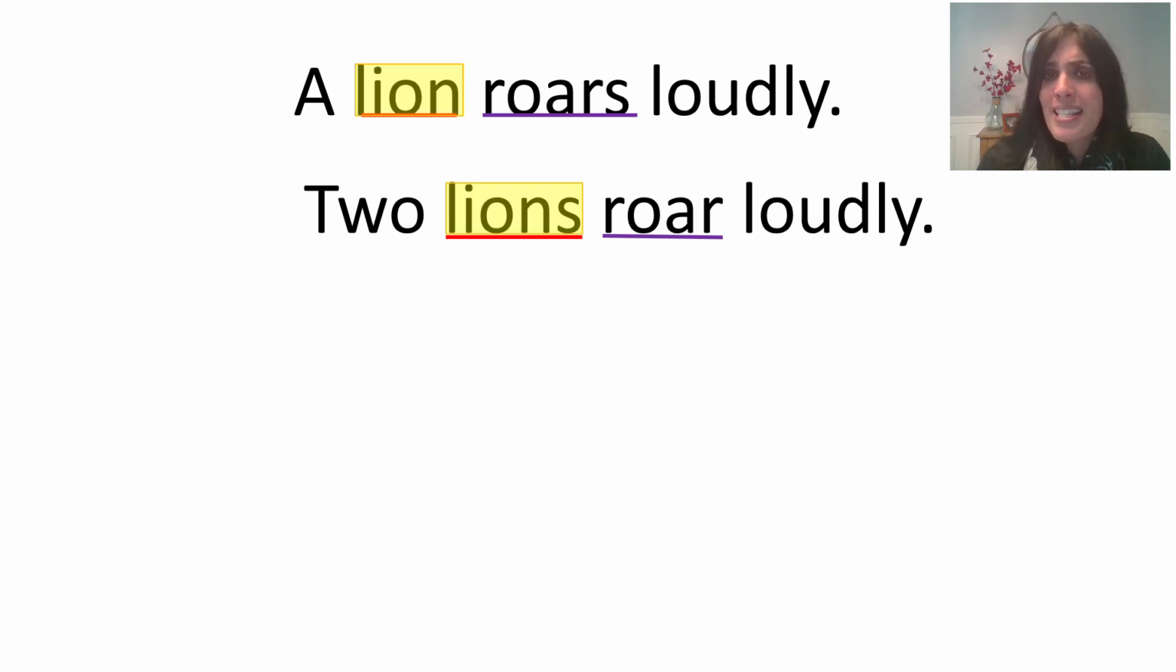Which one of these nouns is plural or tells about more than one? Lion or lions? Yes, this word lions tells more than one, and we know that because it ends with an S.